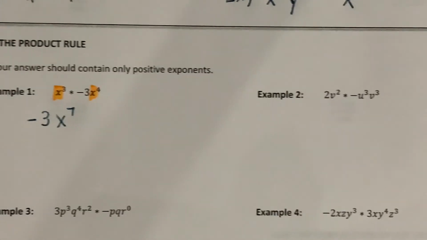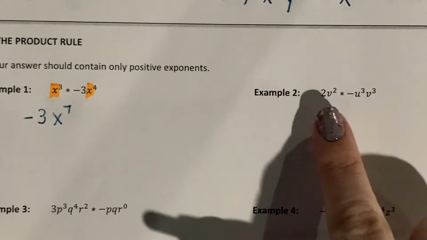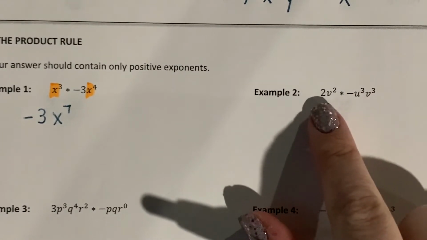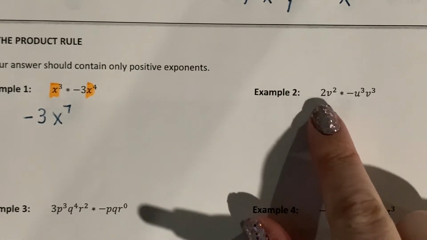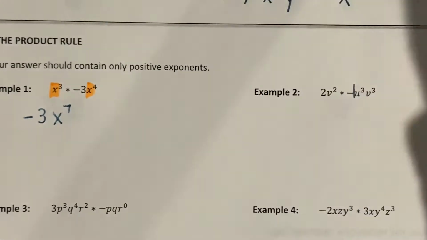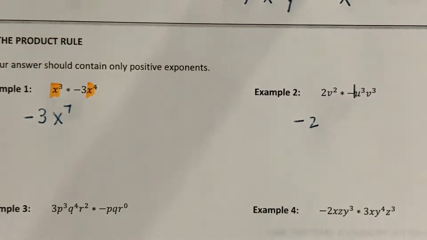Let's look at example 2. In example 2, I first have to take a look. I've got two terms, right? I have one multiplication sign here, and I have to look at the coefficients or the numbers that we see out front. I see a 2 and I see a negative. This is like saying a -1. 2 times -1 will give me -2.